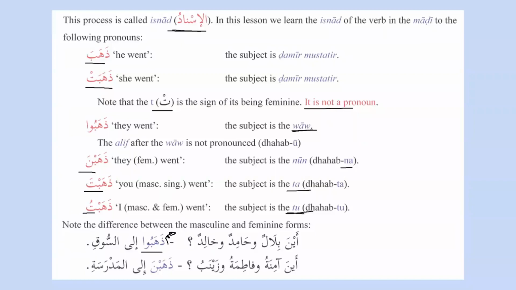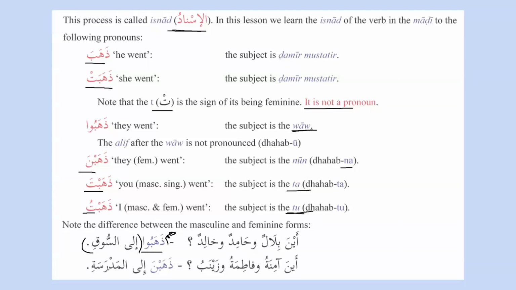Okay, so after that, you can see ila suqi, we have jar majroor, we don't have the real doer. So that's why we will say dhahabu ila suqi. But if we have the doer outside, then we cannot use dhahabu. We will see inshallah in the next lesson, then we have to use dhahaba. Aina Aminatu wa Fatimatu wa Zainabu dhahabna ila al-madrasati. They went to the school.